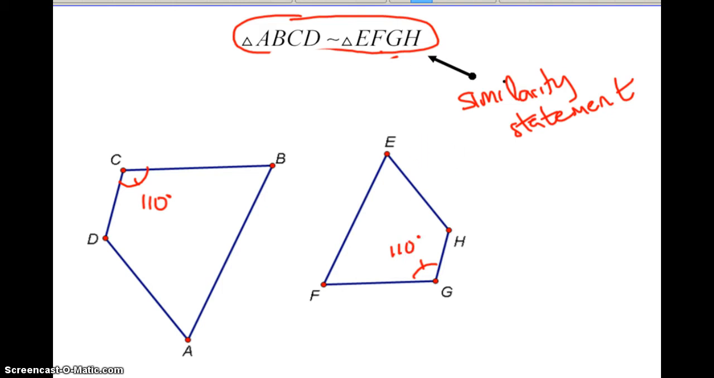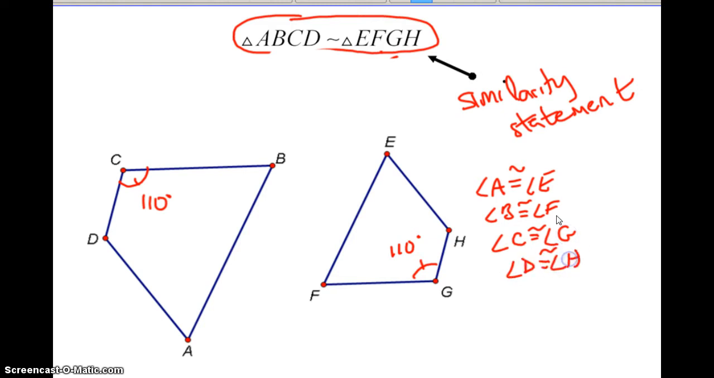So there's a lot of things you can say. You can say all four pairs of angles are congruent to each other. In other words, you could say that angle A is congruent to angle E, and you could say angle B is congruent to angle F, and you could say angle C is congruent to angle G, and angle D is congruent to angle H.